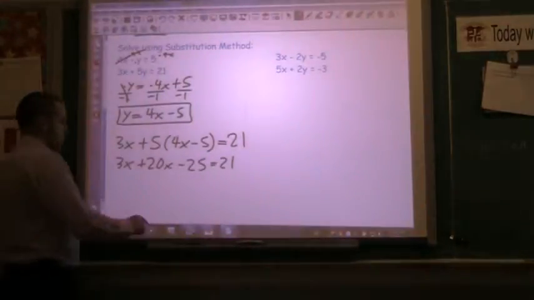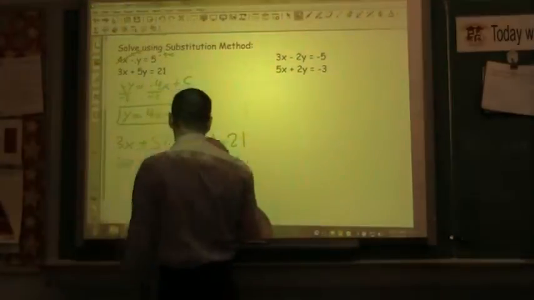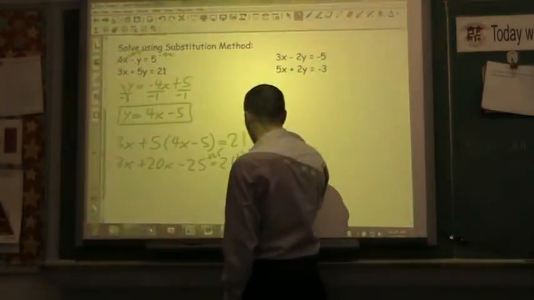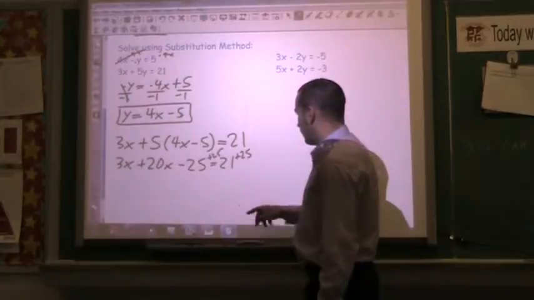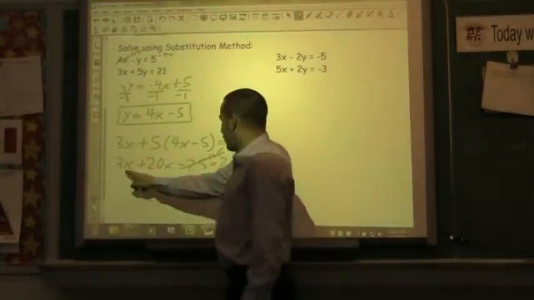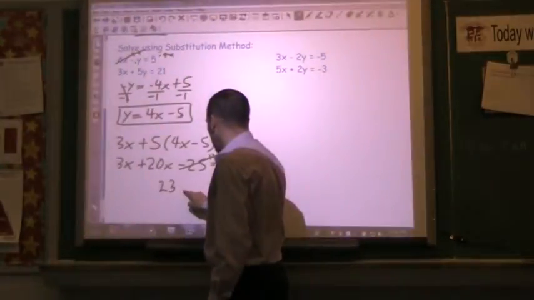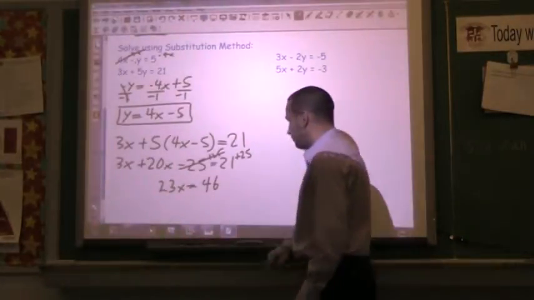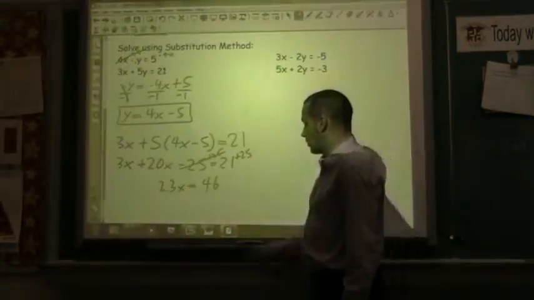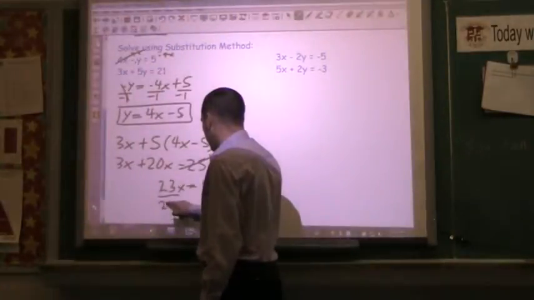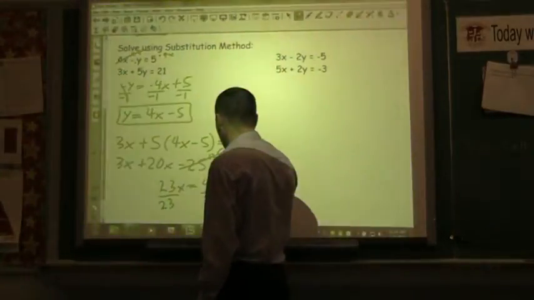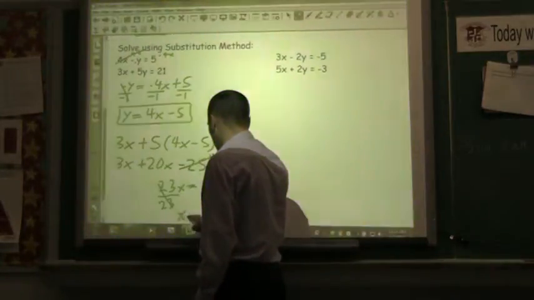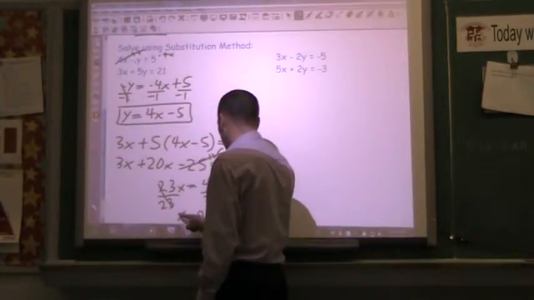Collect your like terms. I'm going to take the 25 to the other side, so I have to add 25 to both sides. So I'll have 23x equals 46. I don't want what 23x is, I want what x is equal to, so I can divide both sides by 23. You end up with x is equal to 2.